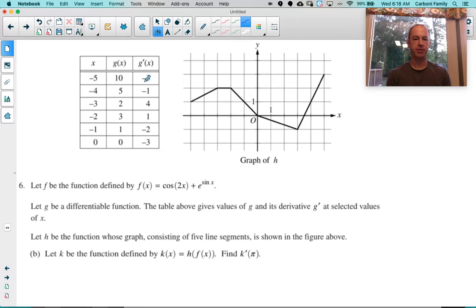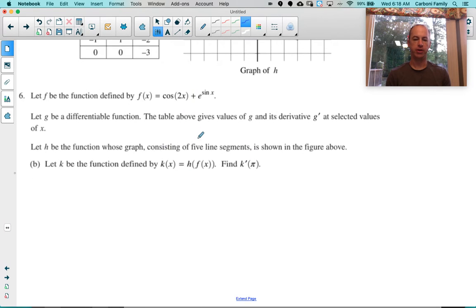Part B, same type question. Here's a function, find its derivative at pi. This one, we're going to have to do the chain rule. So k prime. I think this should be easy because it is the very definition of the chain rule, but some people are kind of put off by the weird presentation, not having an actual equation for h. So h prime of f of x times the derivative of the inside, f prime of x. And then we'll plug pi into that.